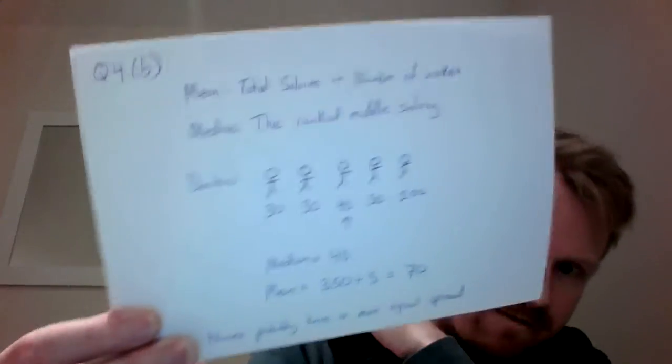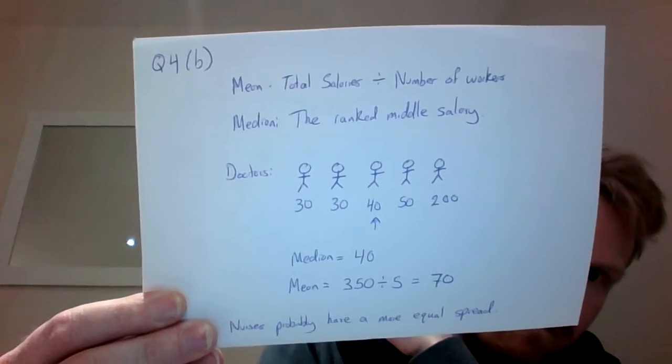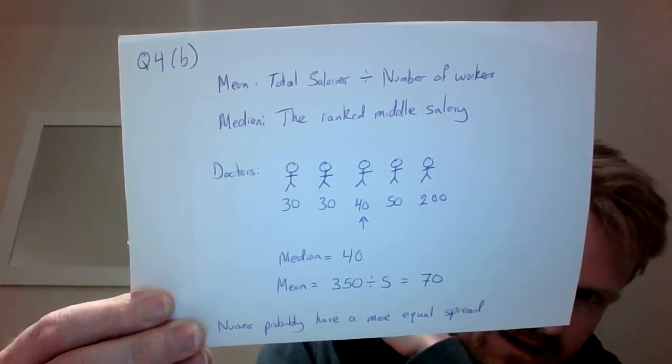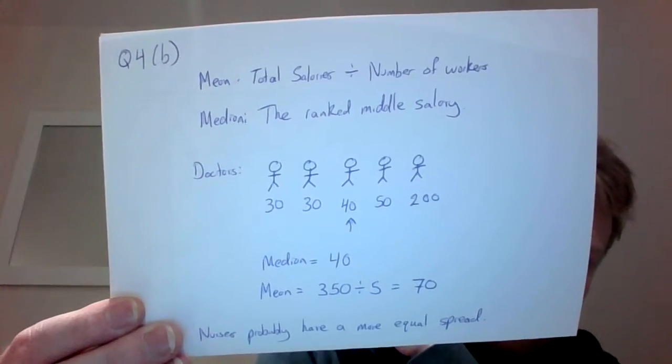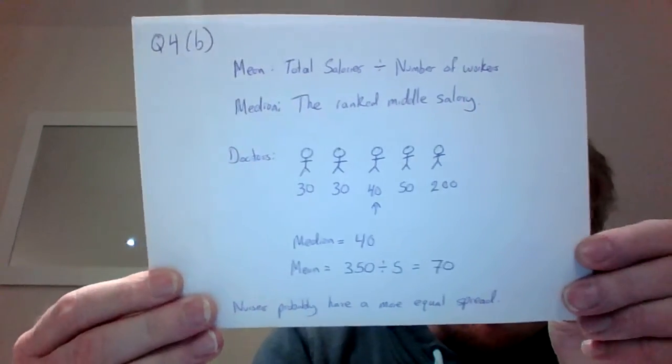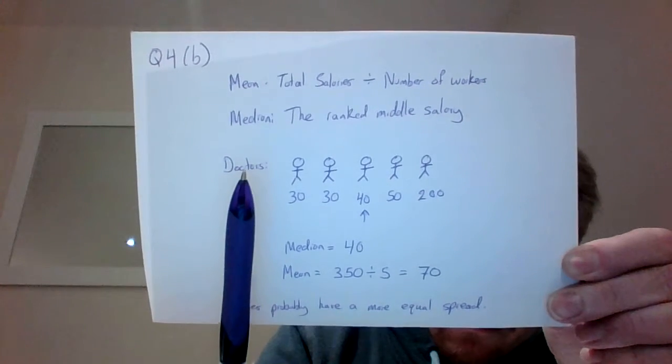So for 4 marks, you can get 2 marks just by explaining what the difference is. The fact that the mean is the total salary level divided by the number of workers, and the median is the ranked middle salary of your workforce. And just having that will give you some explanation. This explanation that I provided here is just an illustration.